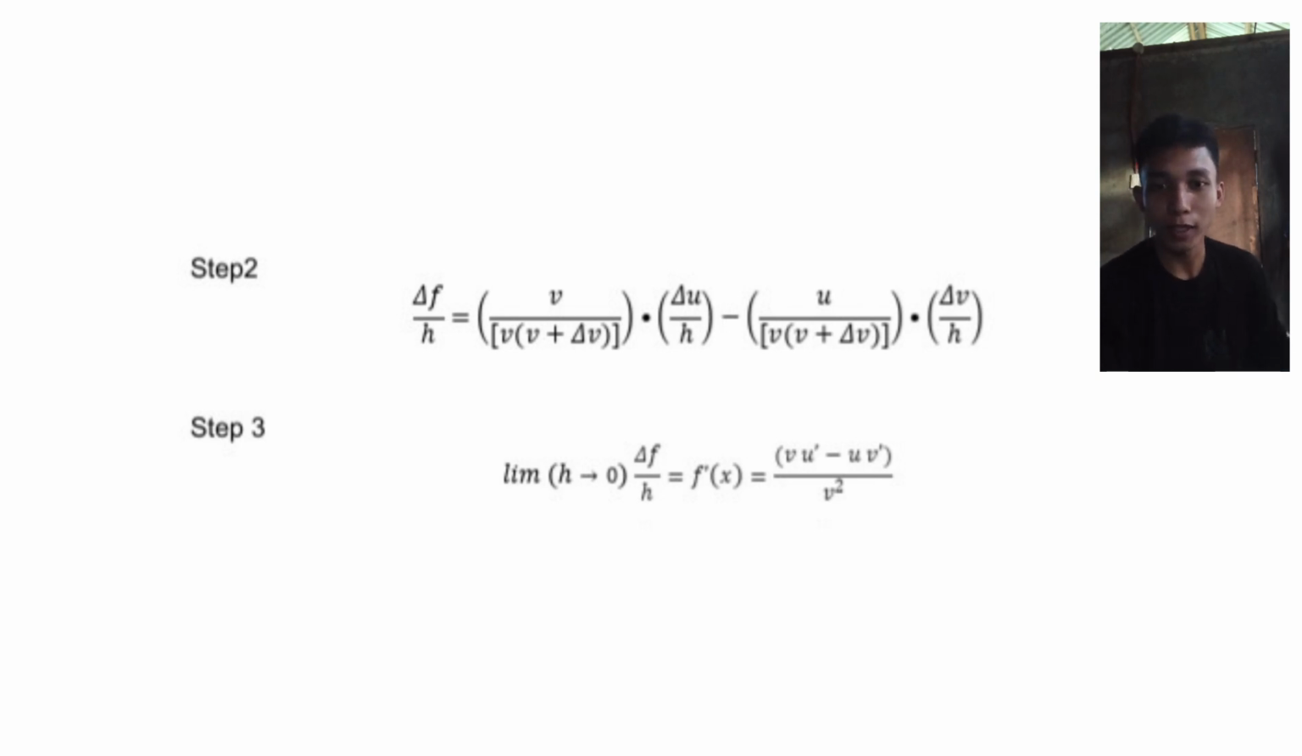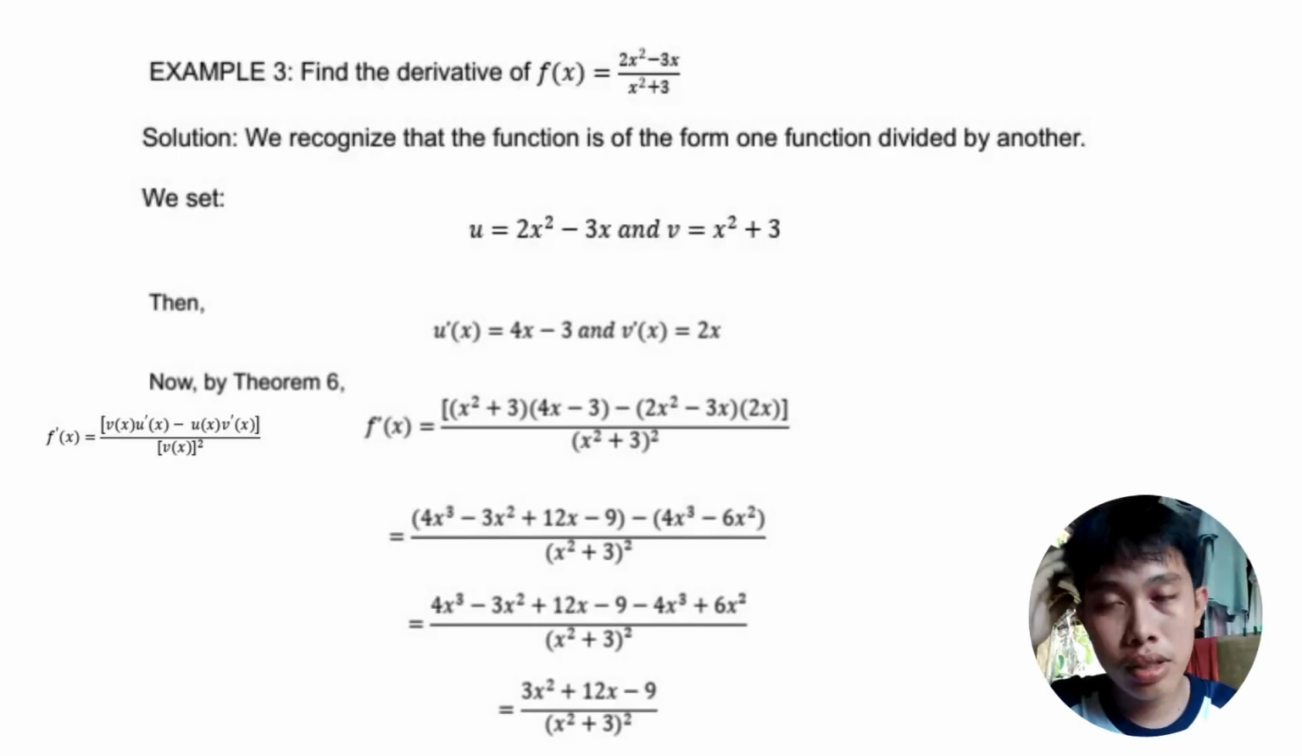we let h approach 0, so the limit of delta f over h as h approaches 0 is equal to f prime of x, which equals v times u prime minus u times v prime over v squared. So let's now proceed to the given example.